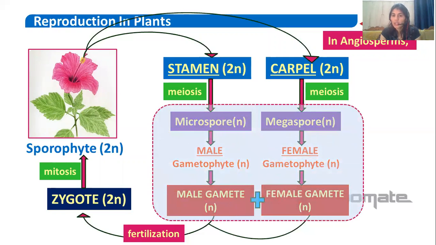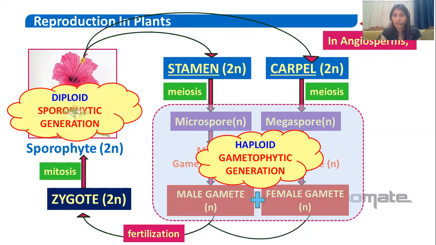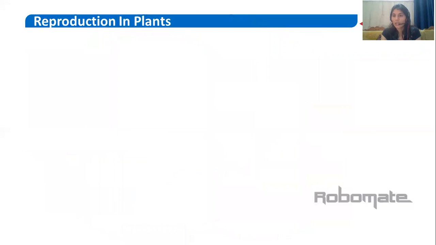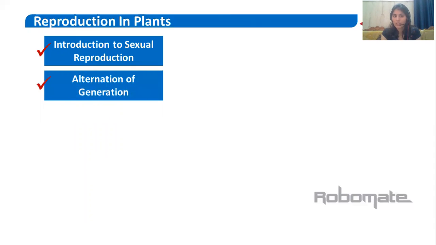We can see this is the haploid generation, or gametophytic generation, in this box, and the rest is diploid, that is the sporophytic generation. So this cycle occurs in the sexual reproduction cycle of angiosperms. This is all about alternation of generations.